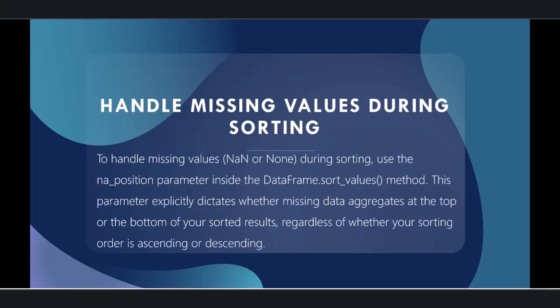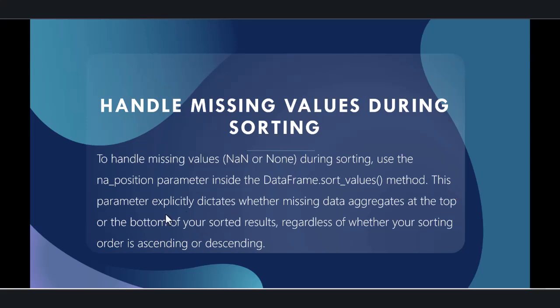Let's see the third method, that is handling missing values during sorting. To handle missing values that may be NaN or None during sorting, use the na position parameter inside the data frame dot sort values method. Inside this method, now we are going to give the parameter na position. In the past two examples, we have used the by parameter. Here we will use the na position parameter to handle the missing values.